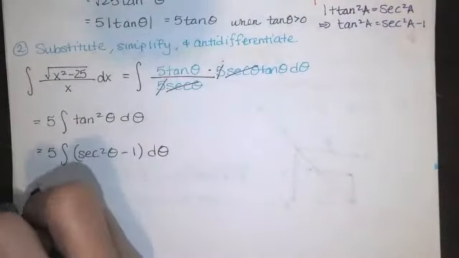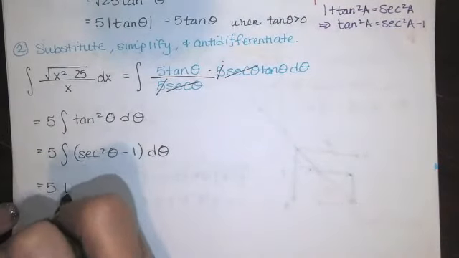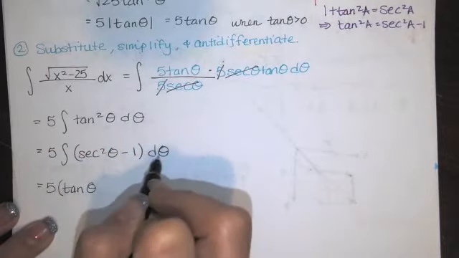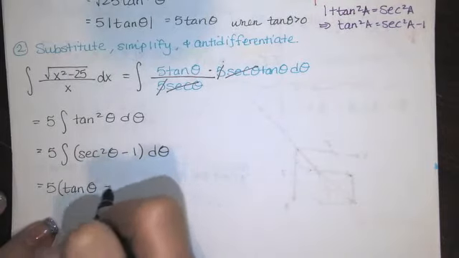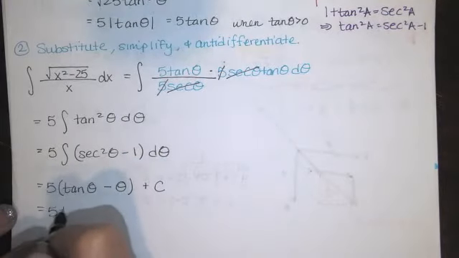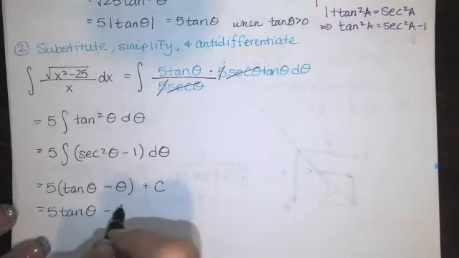And then compute the antiderivative. The antiderivative of secant squared is tangent. The antiderivative of 1 with respect to theta, this is not an x, it's a theta, is theta. Don't forget to add c if you want. You can distribute the 5. You don't have to. You could always do that later.